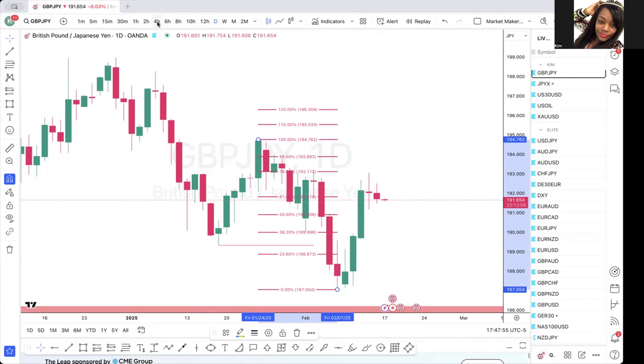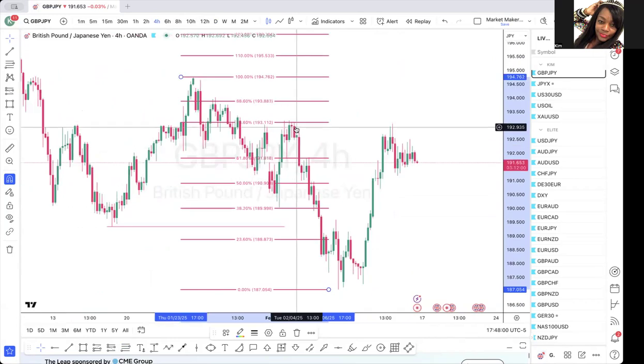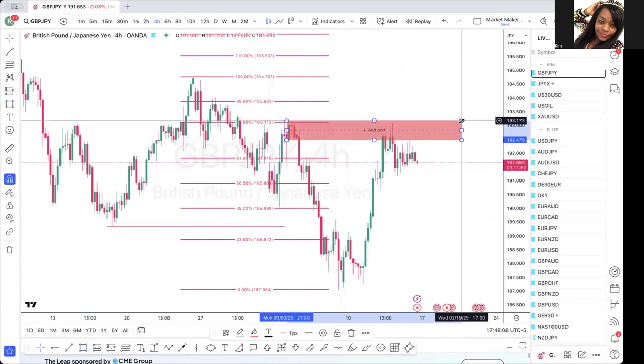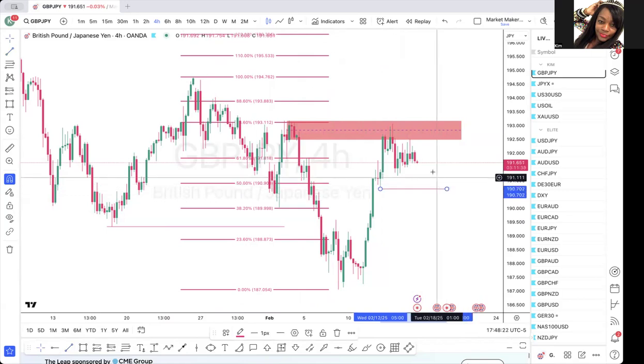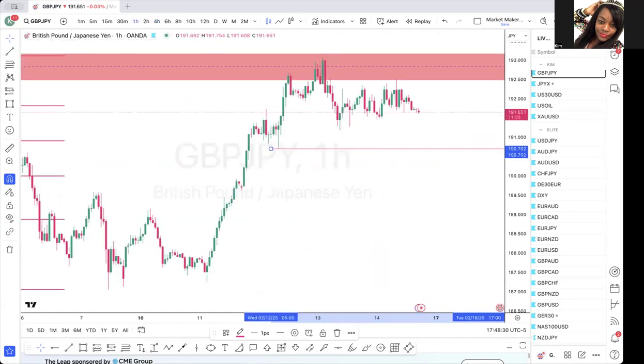All right. So now let's go down to the 4-hour. So with the 4-hour, this was the current supply zone here. That is the current supply zone where price tapped into. I would love to see price come and break these lows right here. But on the 1-hour, there was structure that was broken. And I'm going to go down to the 1-hour and explain.